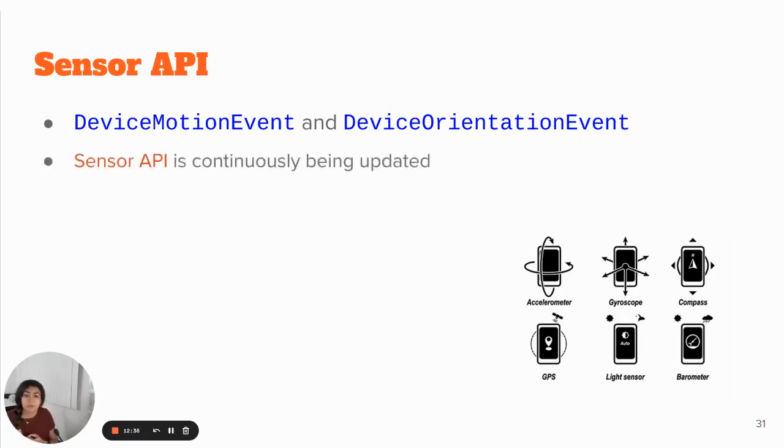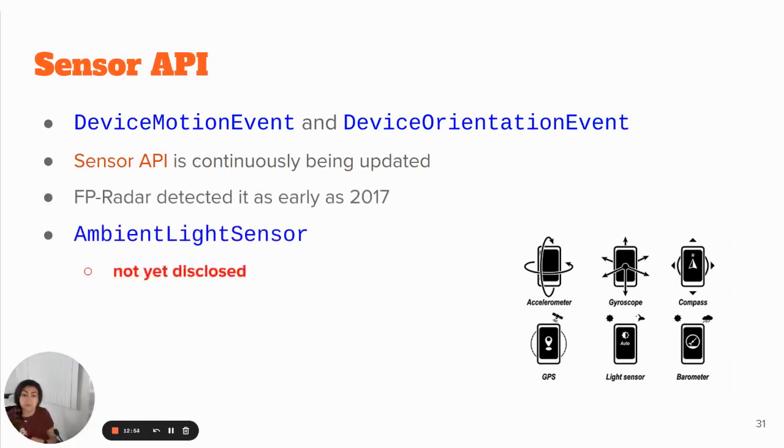The Sensor API is approximately new, and it is continuously being updated, and it is supported by Chrome, but not Firefox and Safari. FPRadar detects the use of a number of new features of the Sensor API, for example, the ambient light sensor, which returns the current level of the light around the hosting device, and it is not part of the old interface. And as far as we know, it is not publicly disclosed.